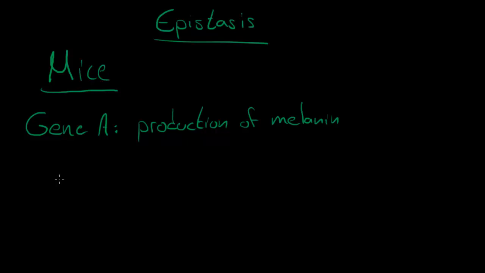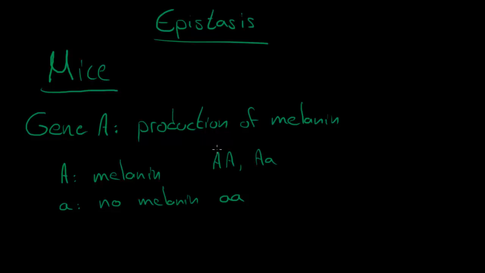Now, this gene A has two alleles, A and small a. The dominant A leads to melanin, so it will produce melanin, and the recessive allele will not produce any melanin. If you are homozygous recessive, it means that you're not going to have any melanin, so the mouse will be white, will have a white coat. And when you are homozygous dominant or heterozygous, it means that you are going to have melanin.